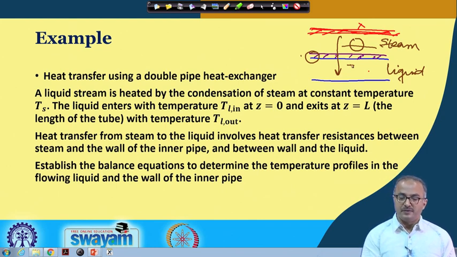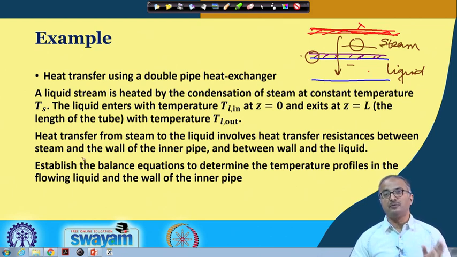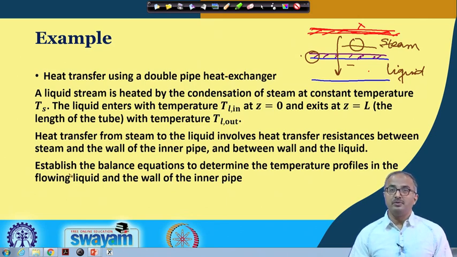So, that is why we are saying that the resistances lie from the steam to the wall, and then from the wall to the liquid, that is, within the steam and the liquid. And now we have been asked to establish the balance equations to determine the temperature profiles in the flowing liquid and the wall of the inner pipe.